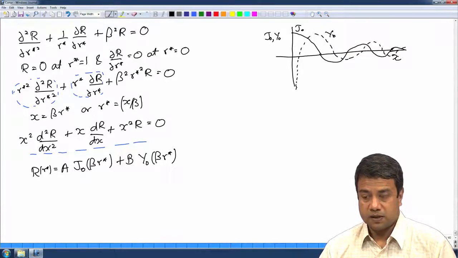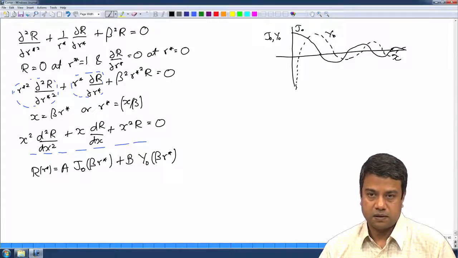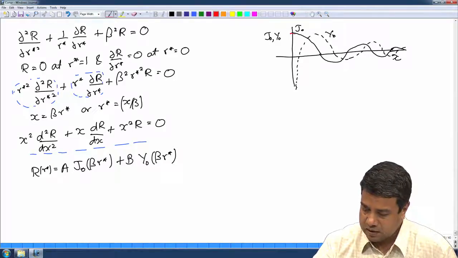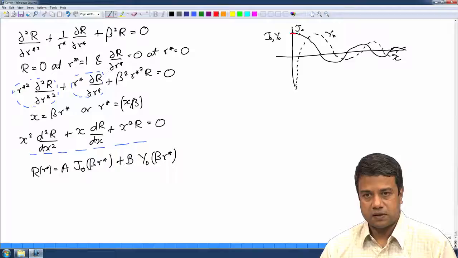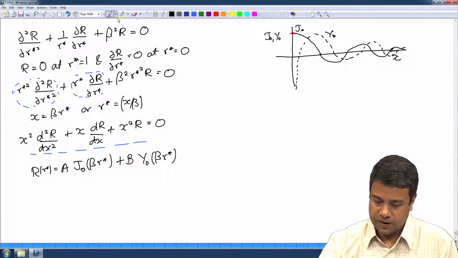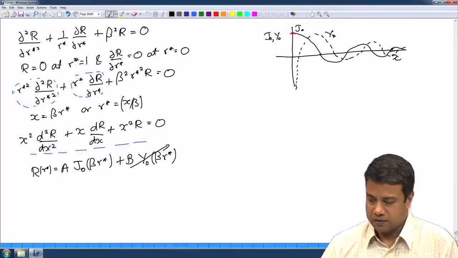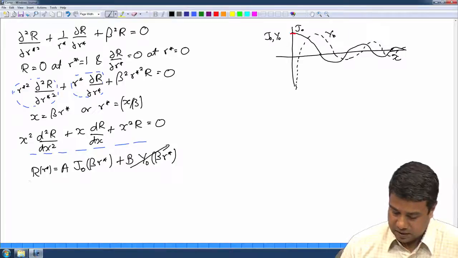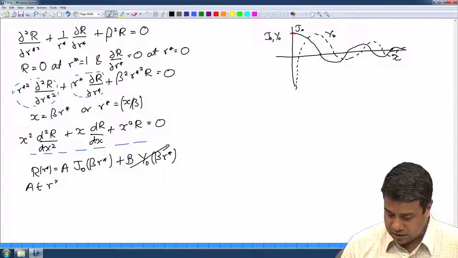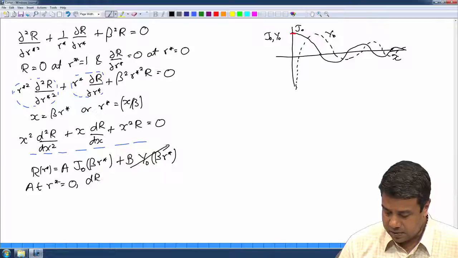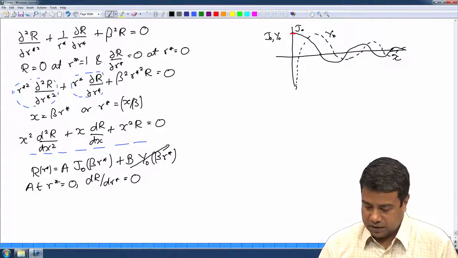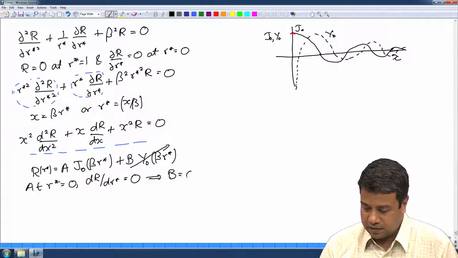Boundary conditions: we require that the slope is 0 at the origin. We require that the slope of the temperature profile has to be 0 at the origin. J0 does satisfy that condition, Y0 does not. Therefore, this constant B has to be set equal to 0, because that solution does not satisfy the boundary condition that at R star equal to 0, dR by dR star is equal to 0. This would imply that B is equal to 0.